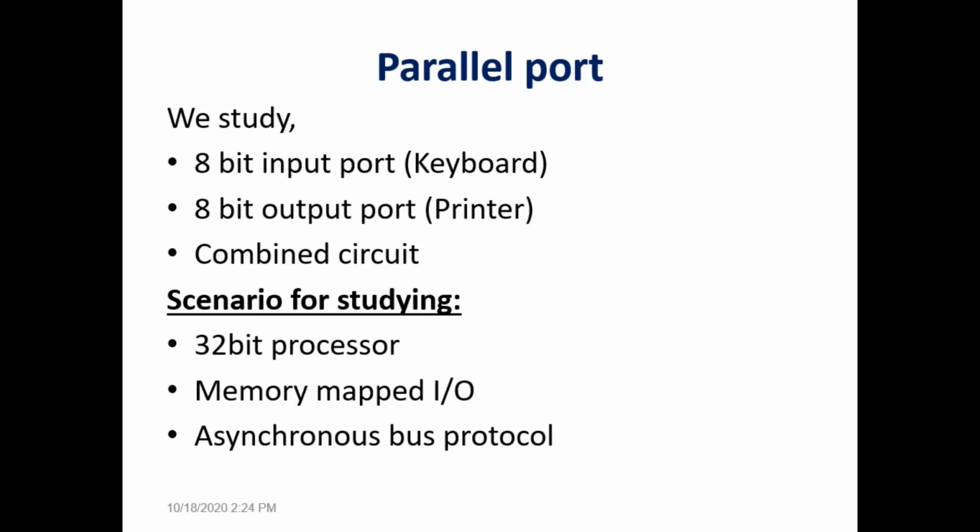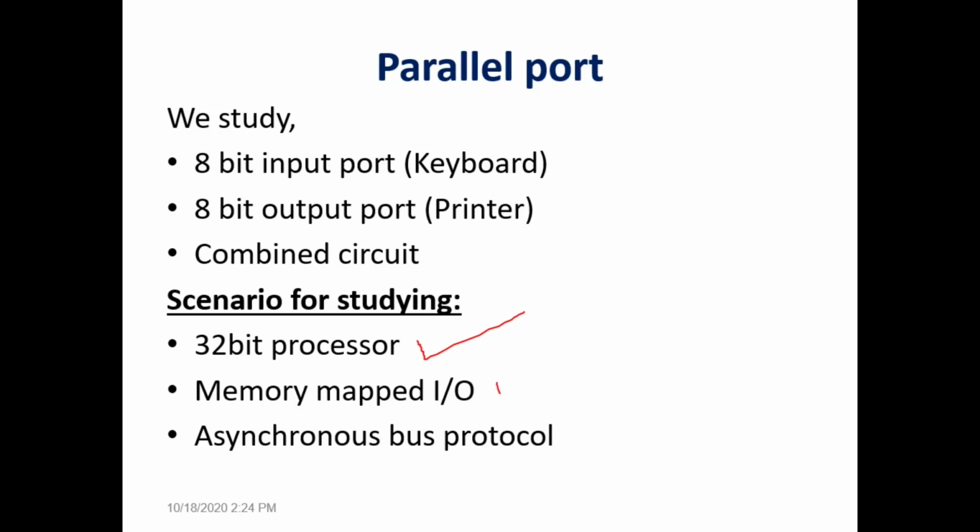Before starting the interface circuit discussion on parallel ports, you must know under which scenario I am talking or giving examples. When I say keyboard, printer, input devices, output devices, communication combined, whenever I give an example, always try to remember that the processor is a 32-bit processor. That means the processor bus can carry 32 bits of data at a time. That's parallel data, 32-bit data at a time.